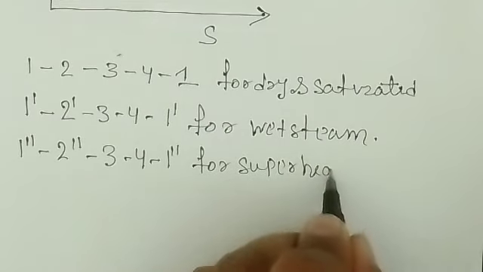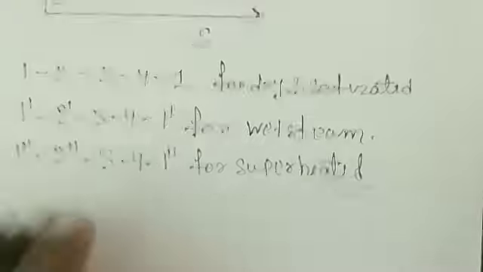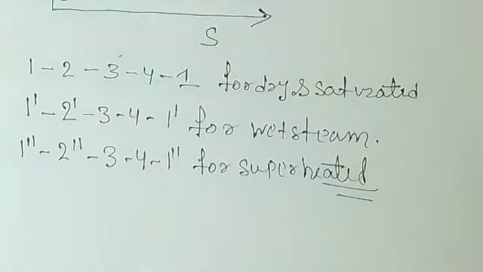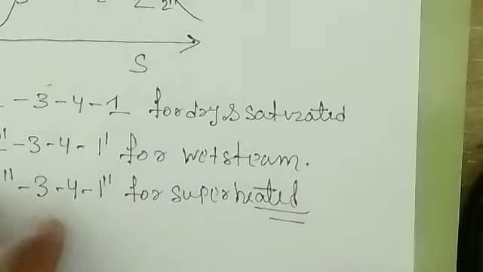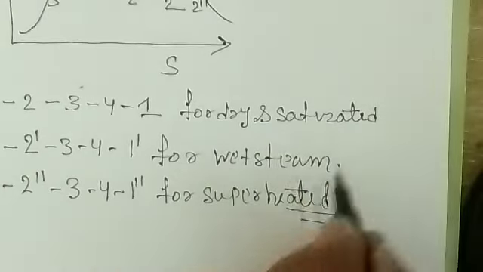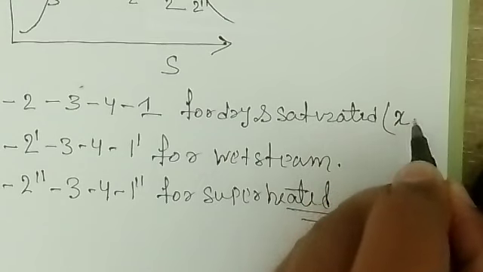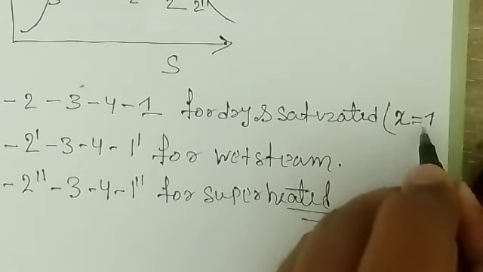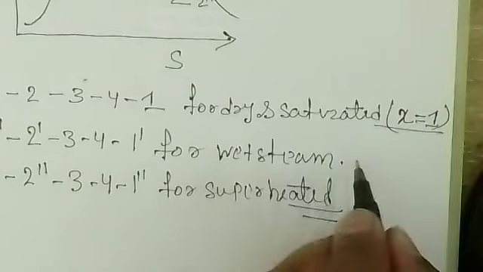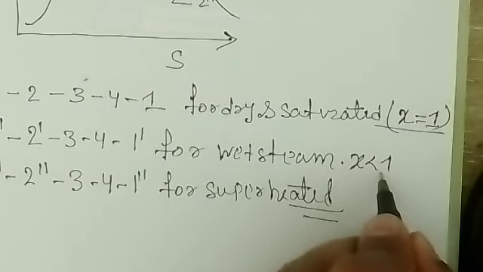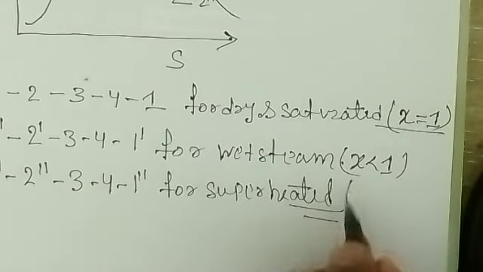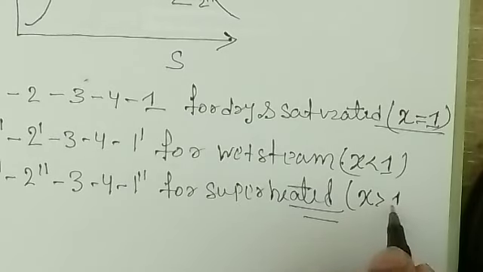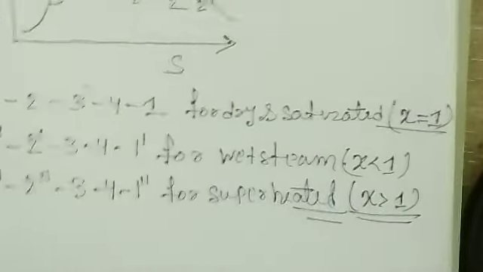For superheated, right? So whenever we have to identify the quality of steam, we come to know it from the dryness fraction, right? In this case the dryness fraction is denoted by x. So x equal to 1 is for dry saturated. If x is less than 1, it means wet steam, and if the dryness fraction is greater than 1, that is x greater than 1, it is superheated, right?